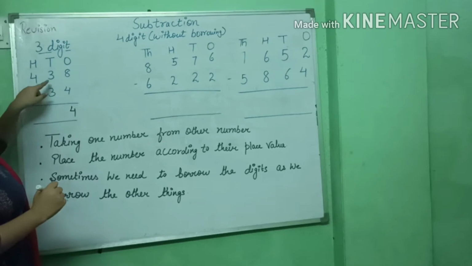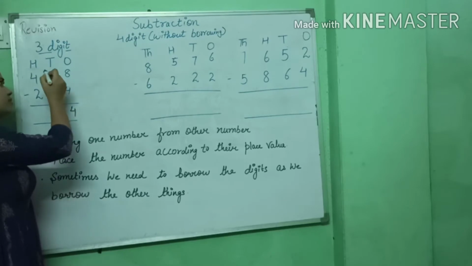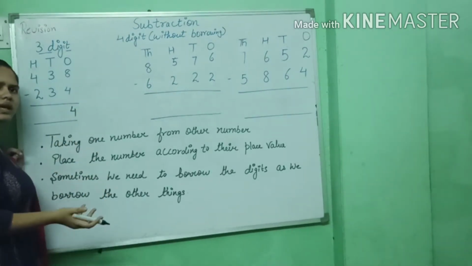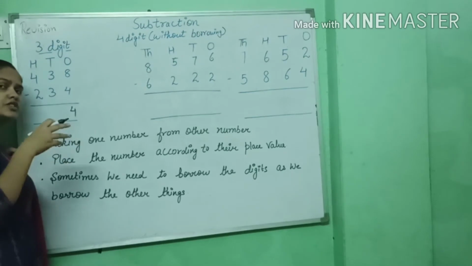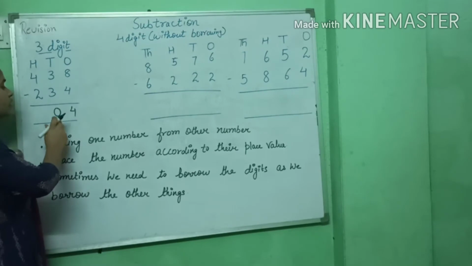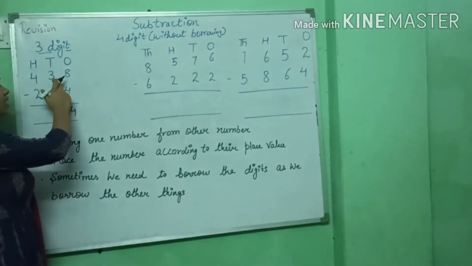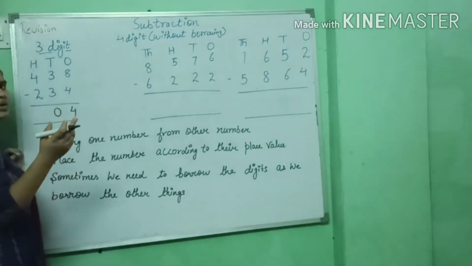Okay, now come to the tens column. Now 3 and 3. When we subtract 3 from 3, nothing is left, right? When nothing is left, which digit is useful for us? That is 0. So we write 0 here, because 3 minus 3 becomes 0.